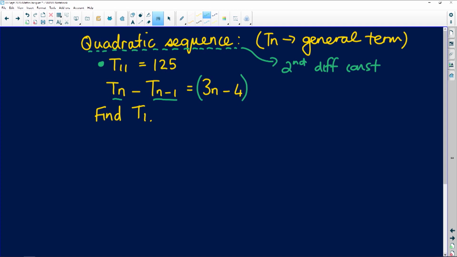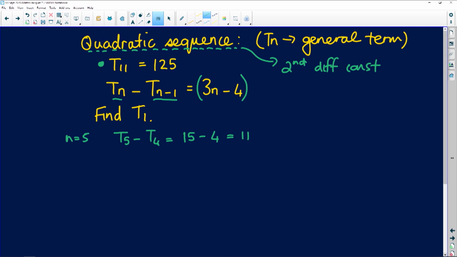Okay, so if we work out, just for argument's sake, say T5 minus T4. So n is 5, n minus 1 is 4. So it means this n must be 5. That gives us 15 minus 4, which is 11. Okay, so remember n was 5 here.